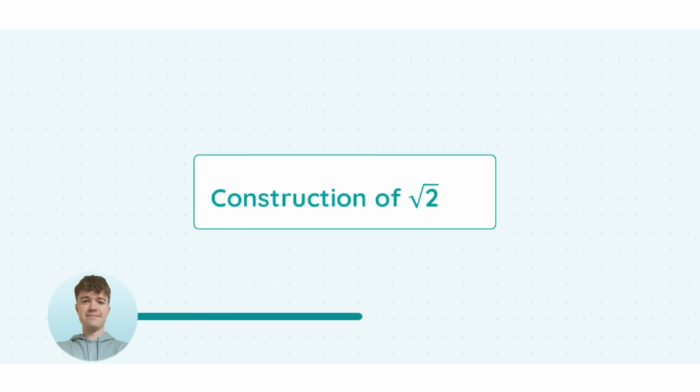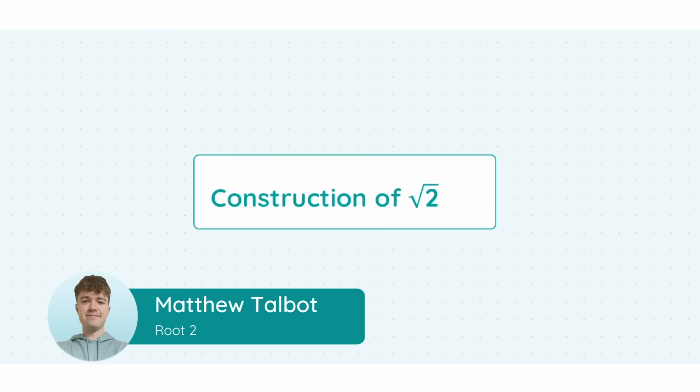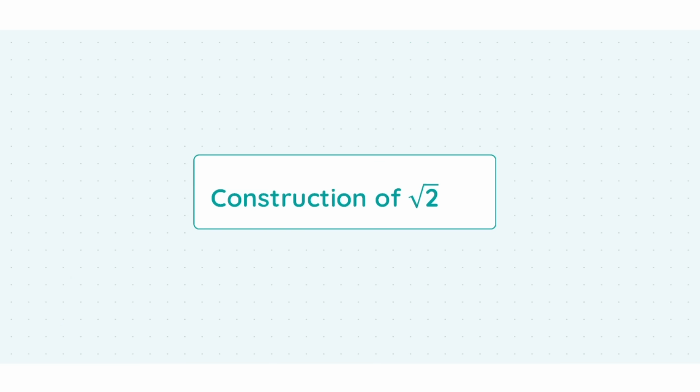Hello, it's Matthew from Studyclix here, and today we're going to be constructing a line that measures the square root of 2 units. You may be asked on the Leaving Certificate to draw a line that measures the square root of 2. However, unfortunately, as the square root of 2 is an irrational number, we cannot simply measure this using a ruler. I'm going to show you now, in this video, how we can draw a line that measures the square root of 2 units.